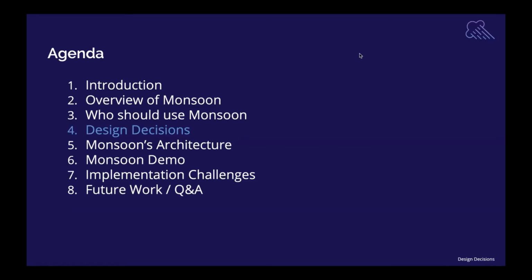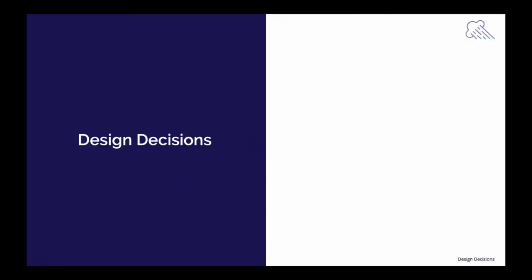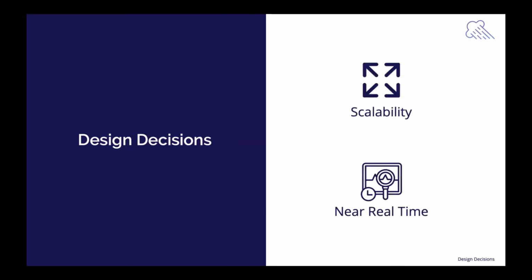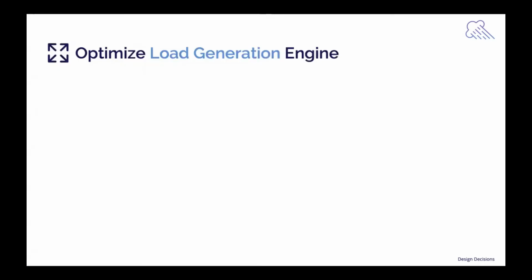Great, thanks, Raul. Early on, we made two design decisions that strongly shaped the Monsoon framework. The first was choosing to focus on high scalability. The second was striving to provide near real-time results to developers using Monsoon. We'll discuss scalability first. We set out to build a framework able to simulate as many users as possible for as long as possible, as cheaply as possible. To accomplish this, we focused on the scalability of the load generation engine and of the data pipeline.